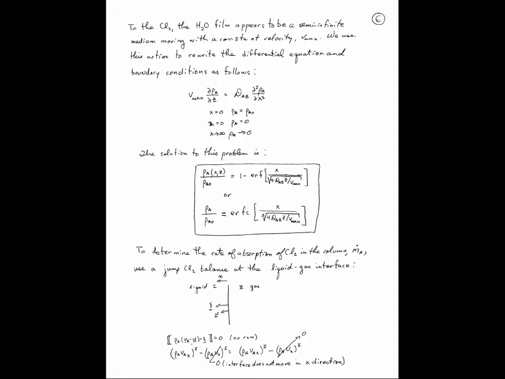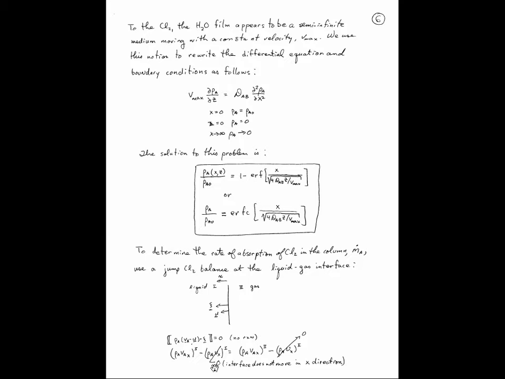This simplifies this problem enormously because now it's just a second order partial differential equation, and the solution is given here. I won't belabor getting all of that, but this is exactly the solution that we found to a transient diffusion problem earlier. We can determine the rate of absorption of chlorine using a jump chlorine mass balance, and that's shown here. Essentially, we write out the jump mass balance.